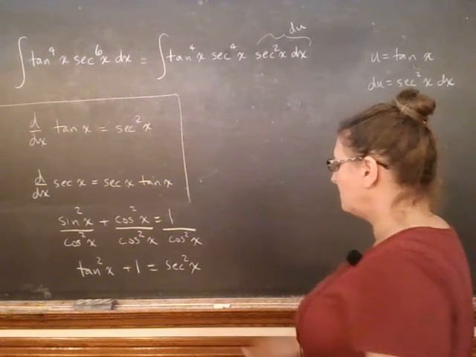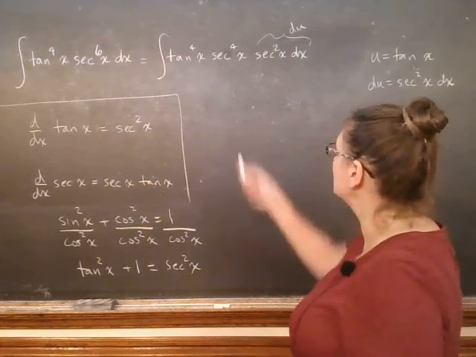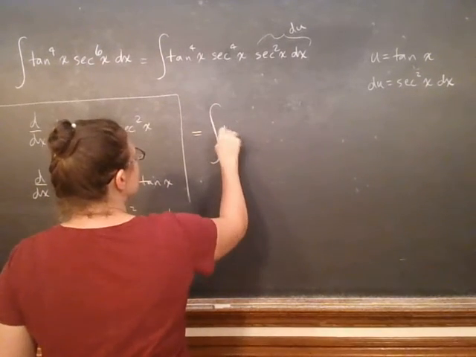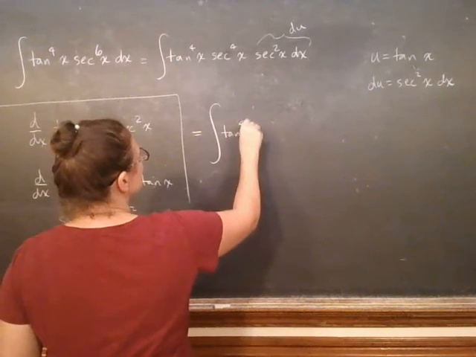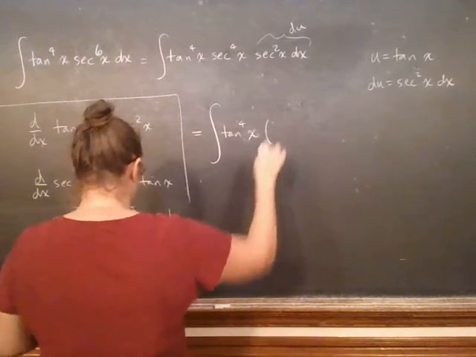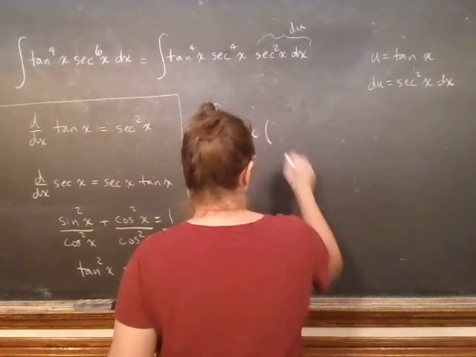And this is the form. This is very nice. I want secants. So you're just going to put this in here. Let me just go ahead and substitute tangent squared plus 1 for my secant squared.